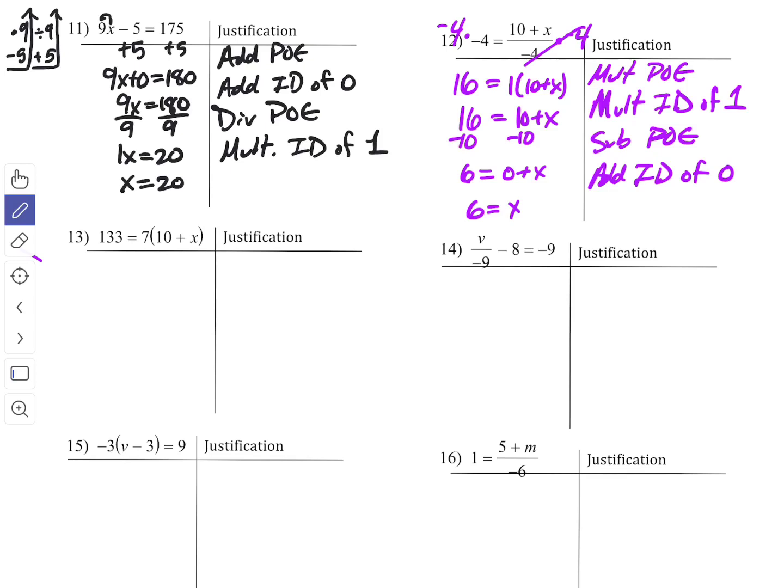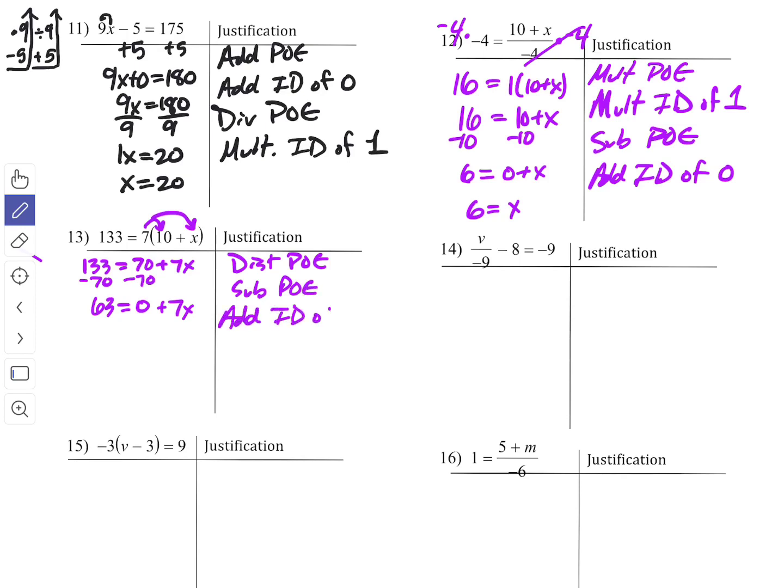So, that's all we're doing. 13 and 15 could be done two different ways. I'll show you both ways. So if we did distribution first, we get 133 equals 70 plus 7x. Using distribution property of equality, subtract 70 from both sides, and that would give us what, 63, I think. Yep. Equals 0 plus 7x, so we use the subtraction property of equality. We'll now use the additive identity of 0, and that becomes 63 equals 7x.